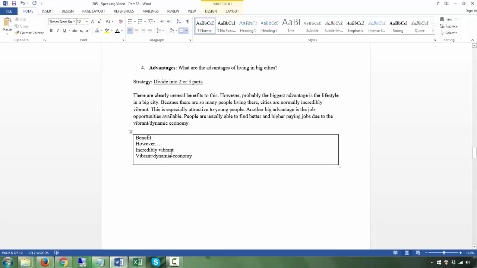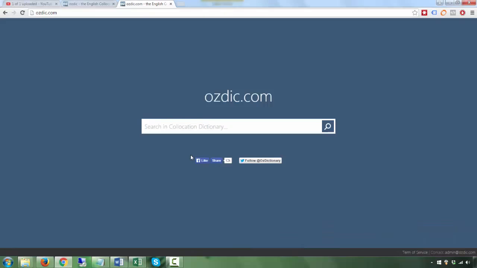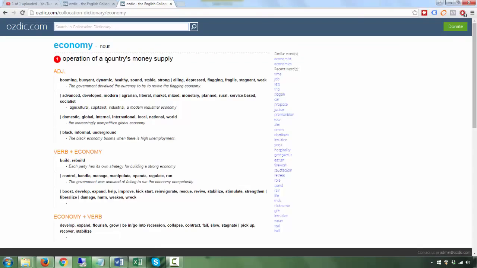go to the OSDIC, a dictionary I've taught you guys in the writing class 2. This is a dictionary. So if you put the word economy, the noun, and collocation, which you will learn more in writing class 2, is about words that combine naturally, that go together naturally. So when you're referring to a noun, you want to think of an adjective that goes along with the noun, that combines naturally with the noun. And one of the adjectives, you look in this dictionary and you see that these are the adjectives.